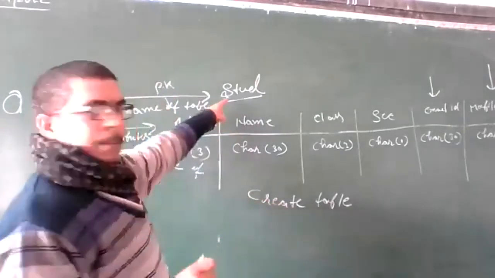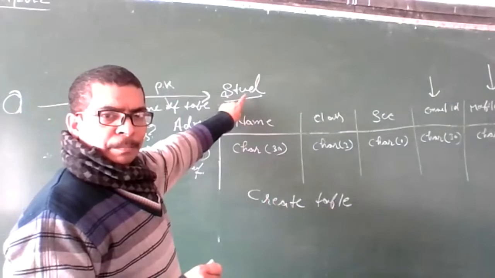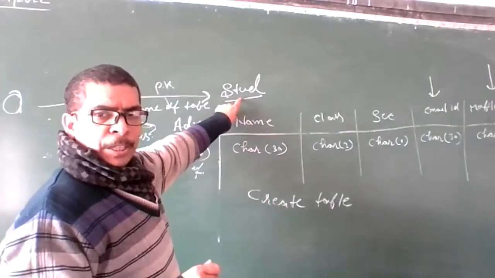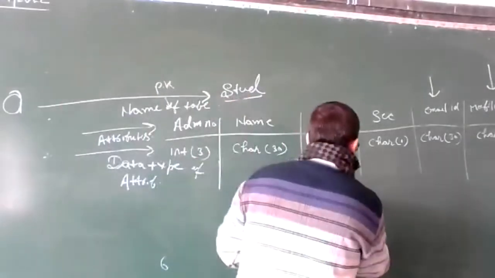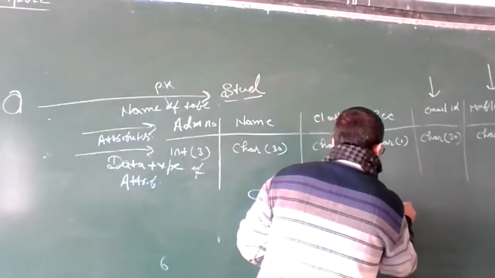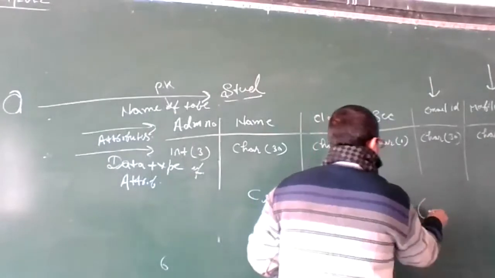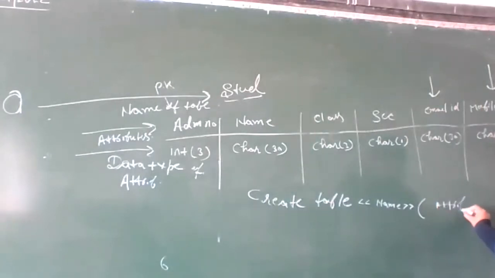Now, what is the name of the table? Here we will write stood. See, this is the syntax. And here we write the attributes. This is the syntax to create the table.